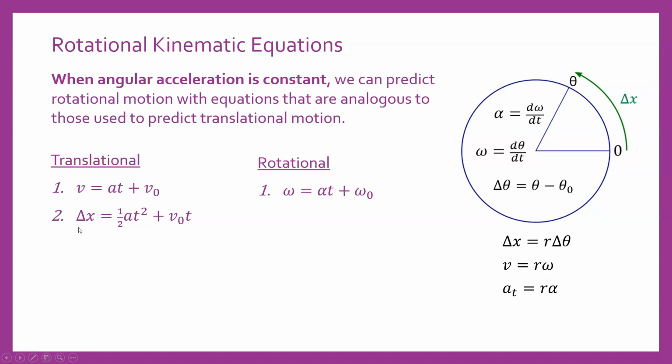Equation 2. Translationally, this is one of our most often used equations, and there is a counterpart for rotational motion. The angular displacement is 1/2 the angular acceleration times time squared plus the angular velocity at time equals 0 times t. And our third translational kinematic equation has a counterpart in rotational motion. Once again, you can see the quantities here. This equation 3 allows us to predict motion when we don't know the elapsed time.